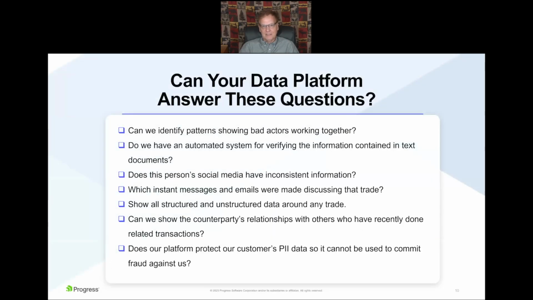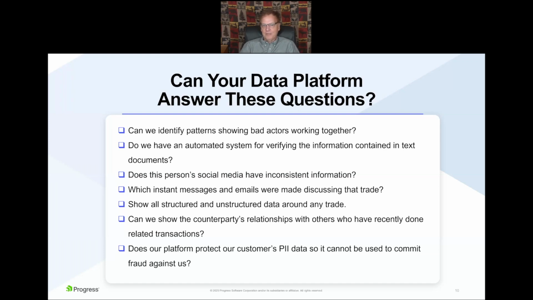And so this is a quick test. Does your data platform let you answer these questions? If not, you have a problem. So can you identify patterns showing the bad guys working together? Can you go to social media to compare what your customers told you to what they're telling their friends and everybody else? If you're worried about insider trading or other kind of illegal trades, are you able to look at what messages and emails were made discussing that trade? Are people sending inside information to others?